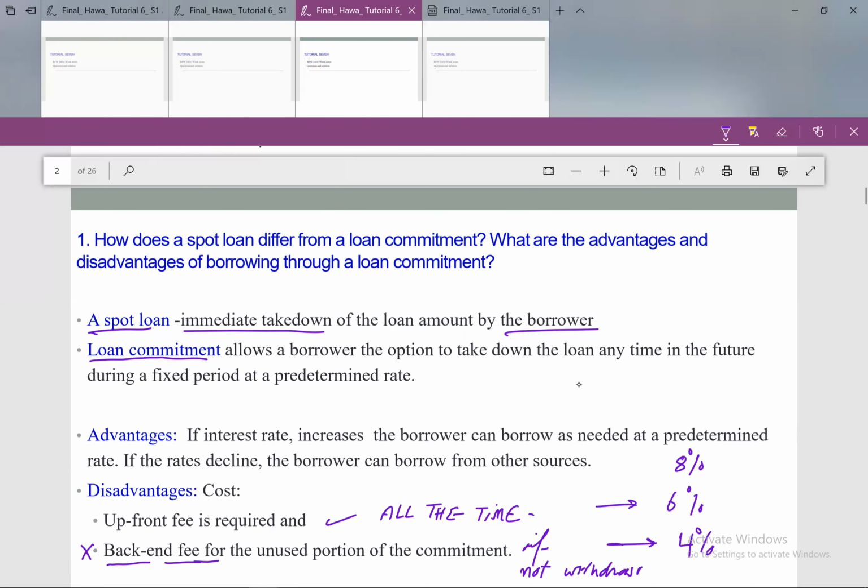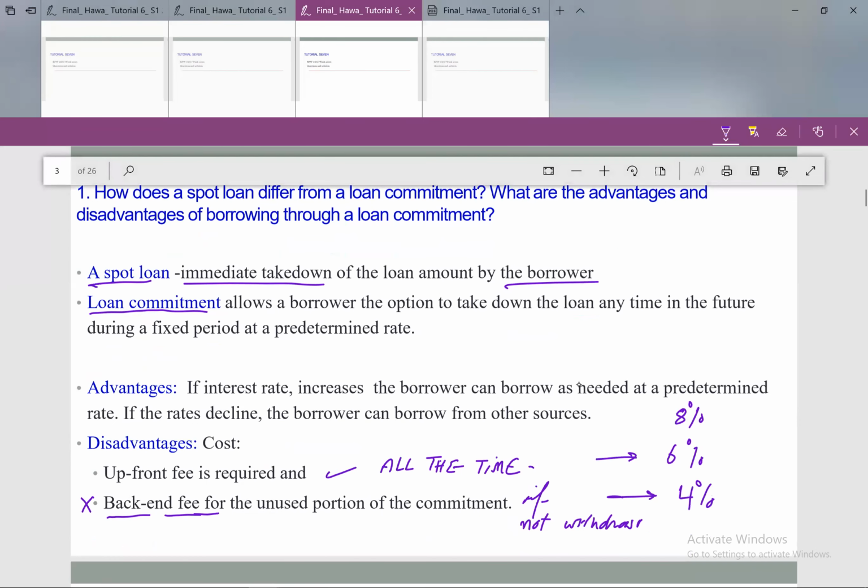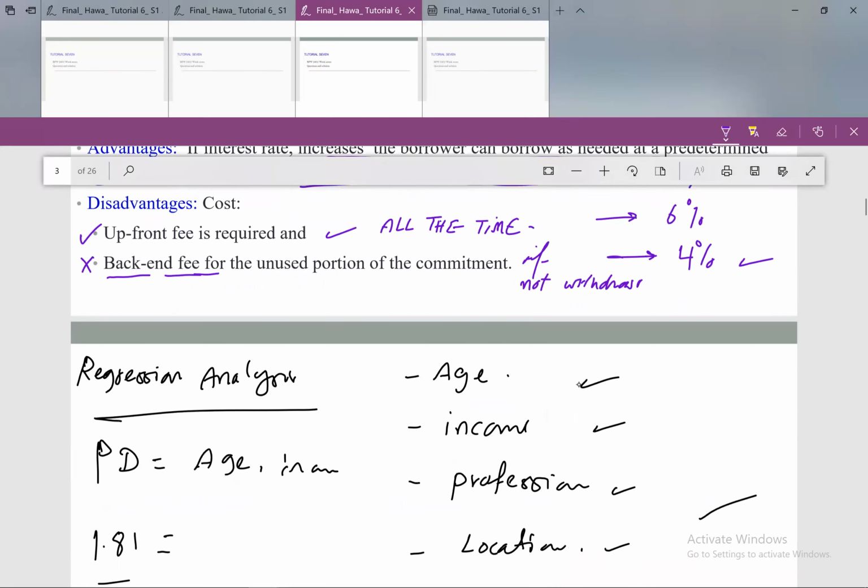Now, actually, it has some advantage. The advantage: if the interest rate increases, the borrower can borrow as needed at the predetermined rate. If the rate declines, the borrower can borrow from other sources, which means he can go for the 4%. Disadvantages, you have to pay those fees. This is from the borrower perspective. Okay, let's go to the next issue.